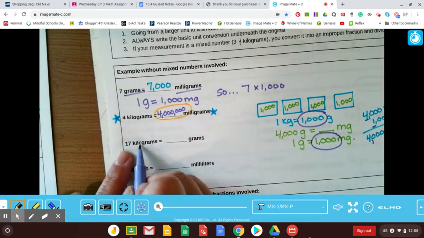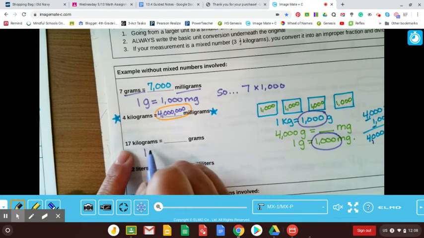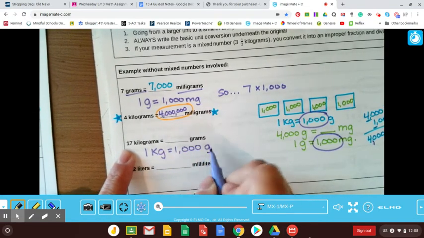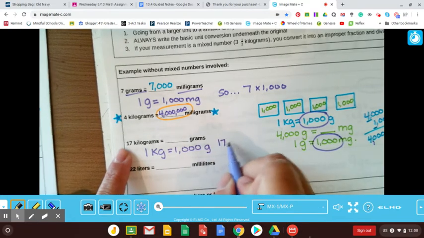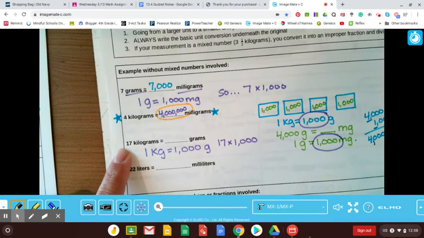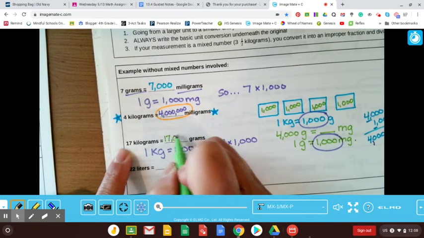All right, so we're going from kilograms to grams. I know that 1 kilogram equals 1,000 grams. So I'm going to multiply 17 times 1,000, which gives me 17,000.